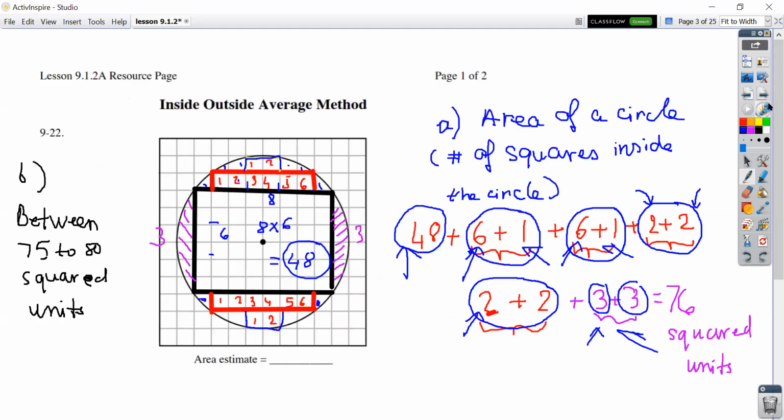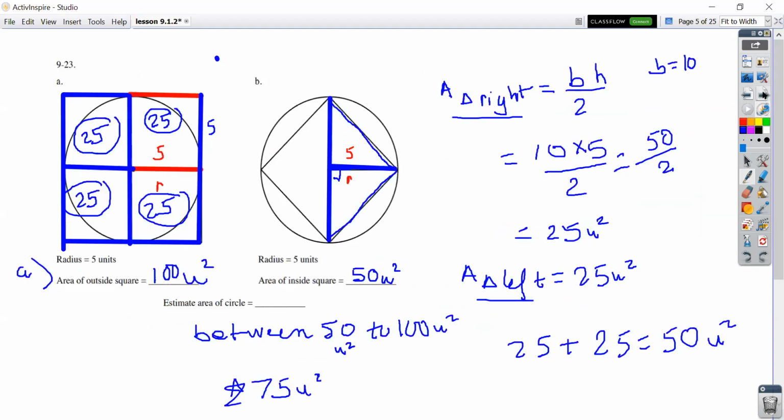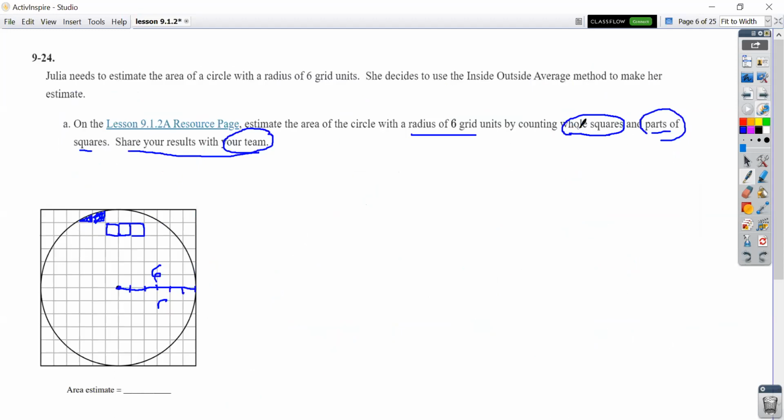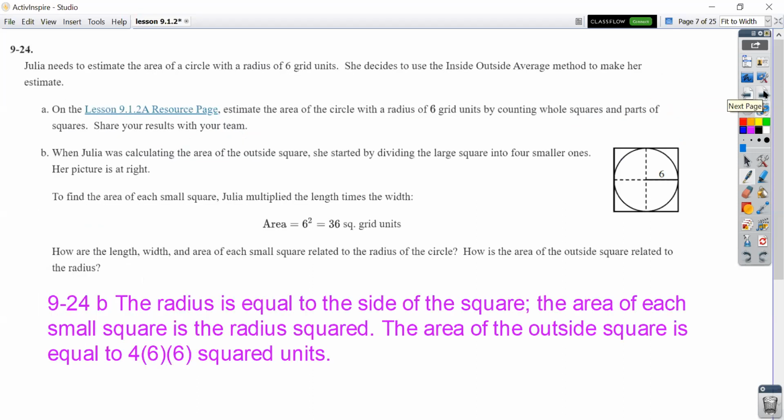like this way, or you can try to count how many whole squares you have inside the circle and how many parts of squares inside the circle. Add them together to find out the area of the circle. Okay, let me know your answer on your paper. All right, 924, question B. Area right here. Okay.